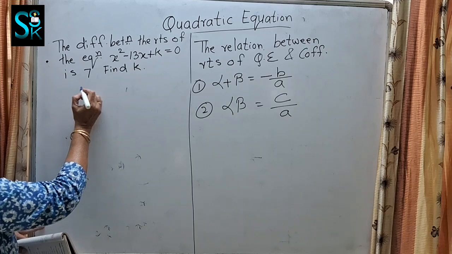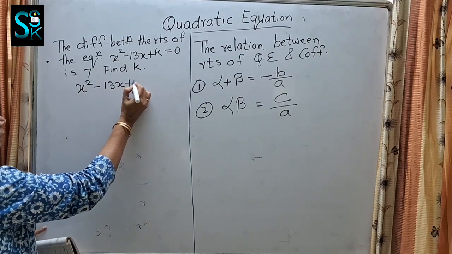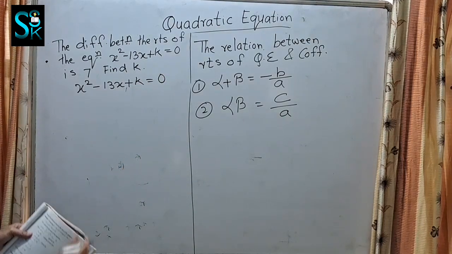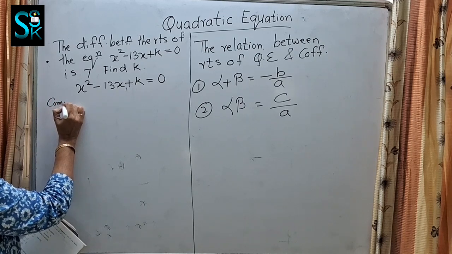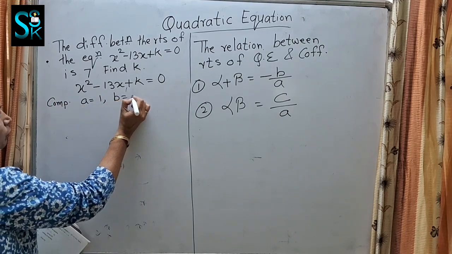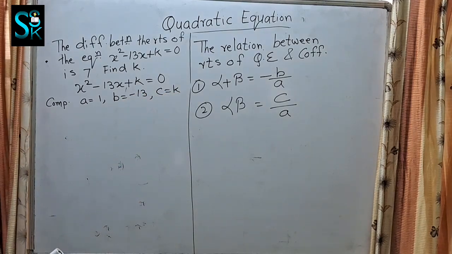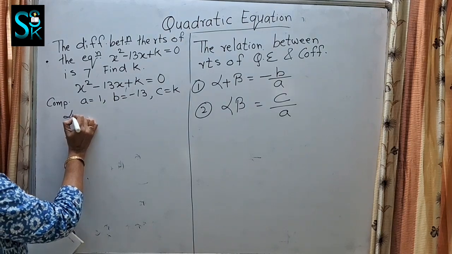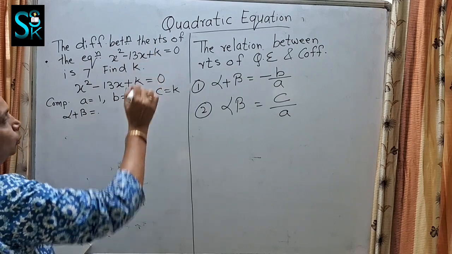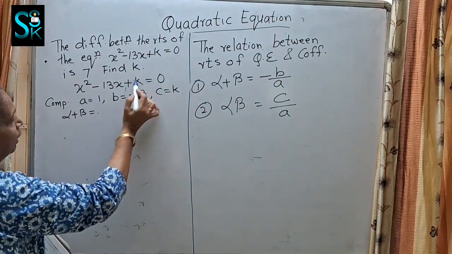Again, you are just going to write the equation x square minus 13x plus k is equal to 0. It is in standard form. Then you are going to just compare. A is equal to 1, b is equal to minus 13 and c is equal to k. Okay, we are just going to find out again alpha plus beta. See, they have not given us two roots, they have given us only the difference, and that is 7. And again they have asked us to find out the value of k.